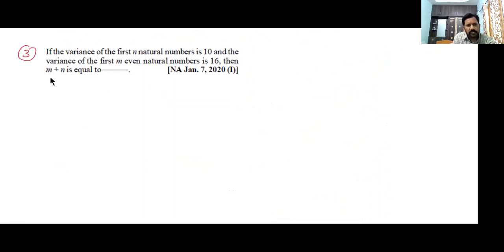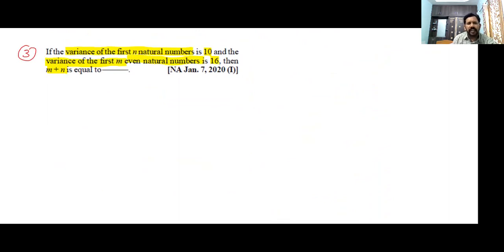See the third question. The variance of the first n natural numbers is 10 and the variance of the first m even natural numbers is 16. Then find m plus n.